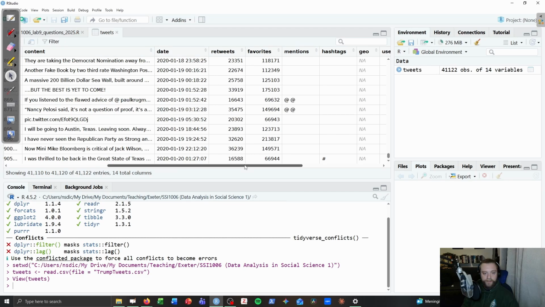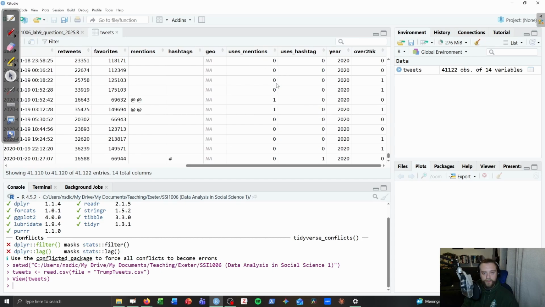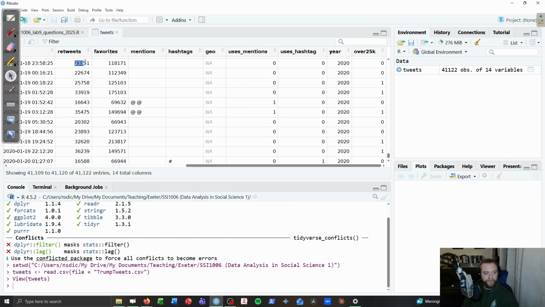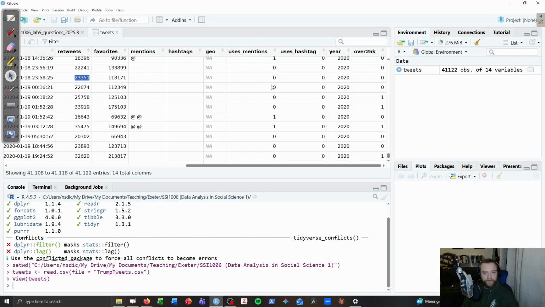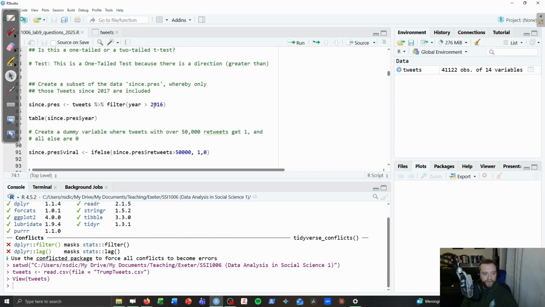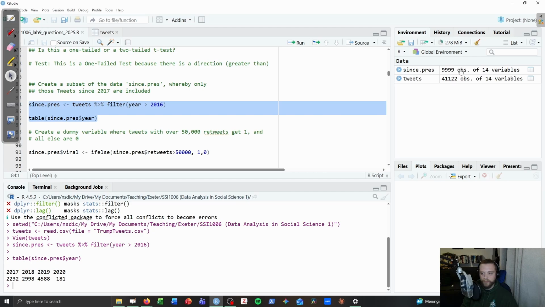So in this we've got figures for retweets, and we've also got a binary variable for whether mentions are used. Just like a t-test, we're going to use a binary categorical variable and another variable, but this needs to be a proportion. So the first thing we're going to do is filter by year, and this is actually just going to give us the tweets since 2016.